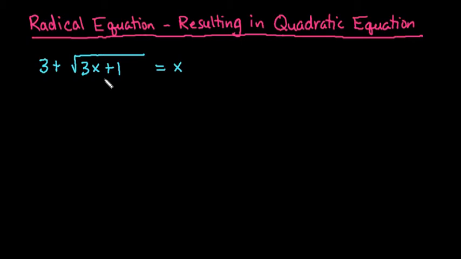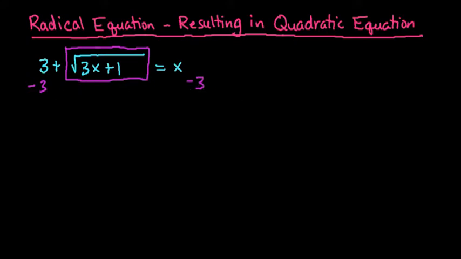Hi, for this video what we are going to do is solve a radical equation, and for this one it results in a quadratic equation that you would have to solve. So in order to do this, remember that our goal for a radical equation is to first get the radical alone on one side. So since we have a positive 3, we're adding 3 to this side, we would want to subtract the 3 from the other side.